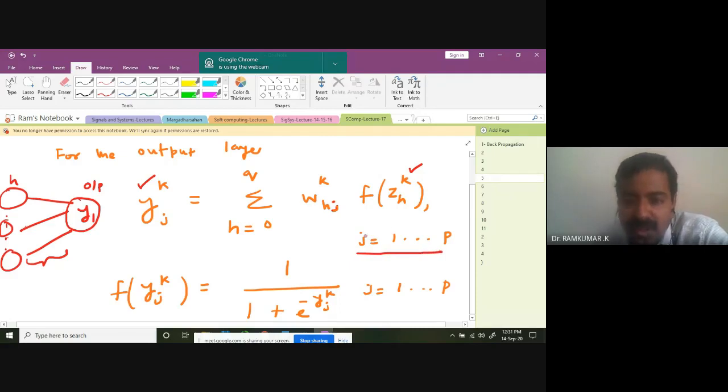Okay, for each output neuron, you have to compute this. Everybody with me? Anybody having difficulty? You want me to repeat again? Something is not clear? Please ask. Where are we right now?